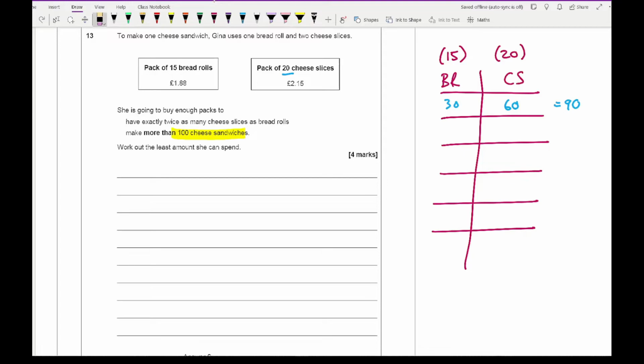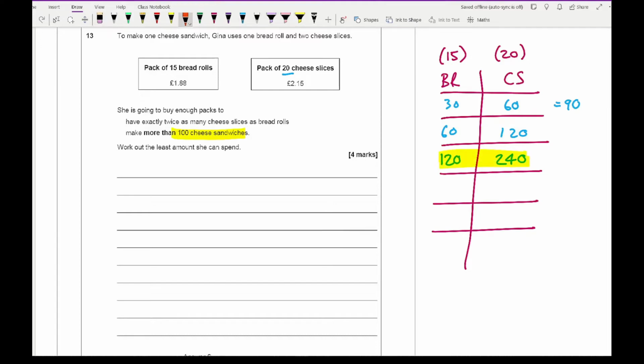Here we're going for 60 and 120. Now I would say that's probably going to be the most economical option, well, we need to have more than that, actually, that's a lie, because we're going to have 100 cheese sandwiches, we need to make sure we've got over 100 bread rolls, so that's going to be 120, and that's going to be 240. So this is the combination that I need to go for.